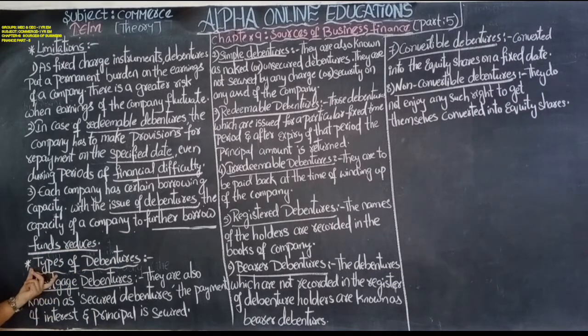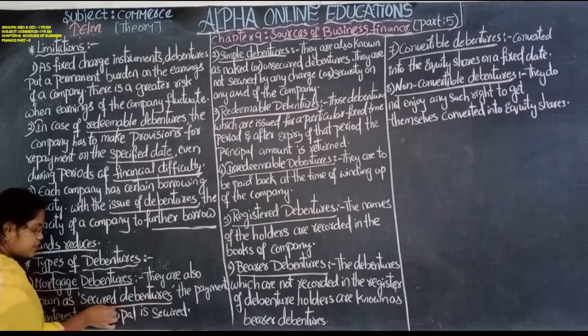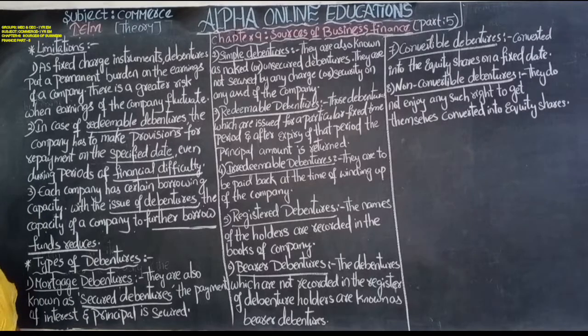Let us focus on the types of debentures. First is the mortgage debenture. In a mortgage debenture, a property is taken by the debenture holder under the mortgage. They are also known as secured debentures. The payment of interest and principal is secured. The company has to pay a fixed rate of interest and the principal amount which it borrowed from the issue of debentures. Both are secured in case of mortgage debentures because the company keeps certain assets under mortgage.